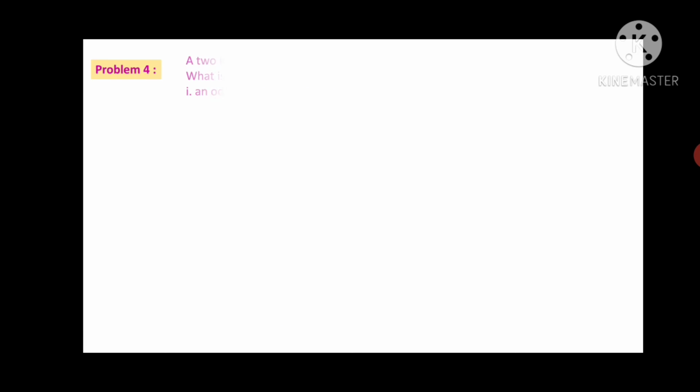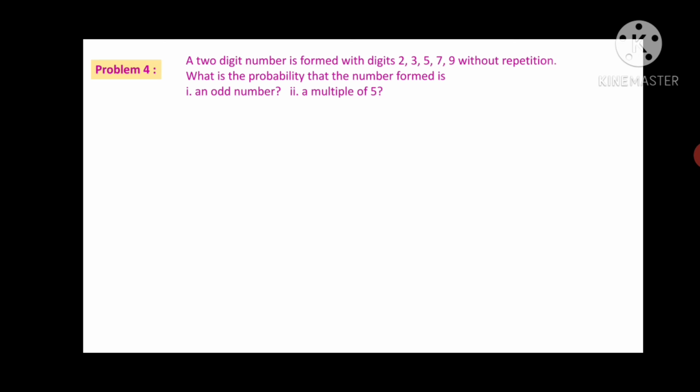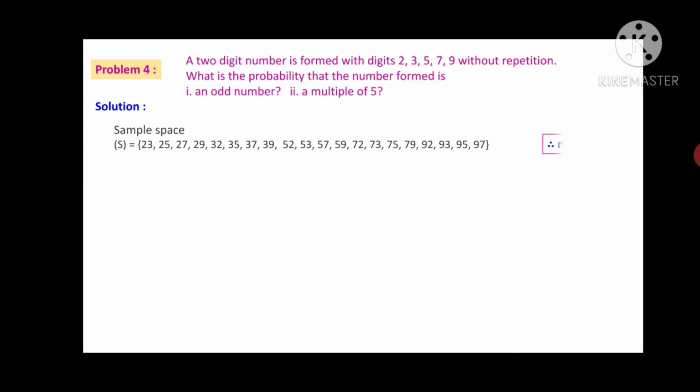Problem number 4 now. A 2-digit number is formed with digits 2, 3, 5, 7 and 9 without repetition. What is the probability that the number formed is first an odd number and second a multiple of 5? First of all, we will write the sample space. S is equal to 23, 25, 27, 29, 32, 35, 37, 39, 52, 53, 57, 59, 72, 73, 75, 79, 92, 93, 95, 97. Therefore, you are getting n of S is equal to 20.